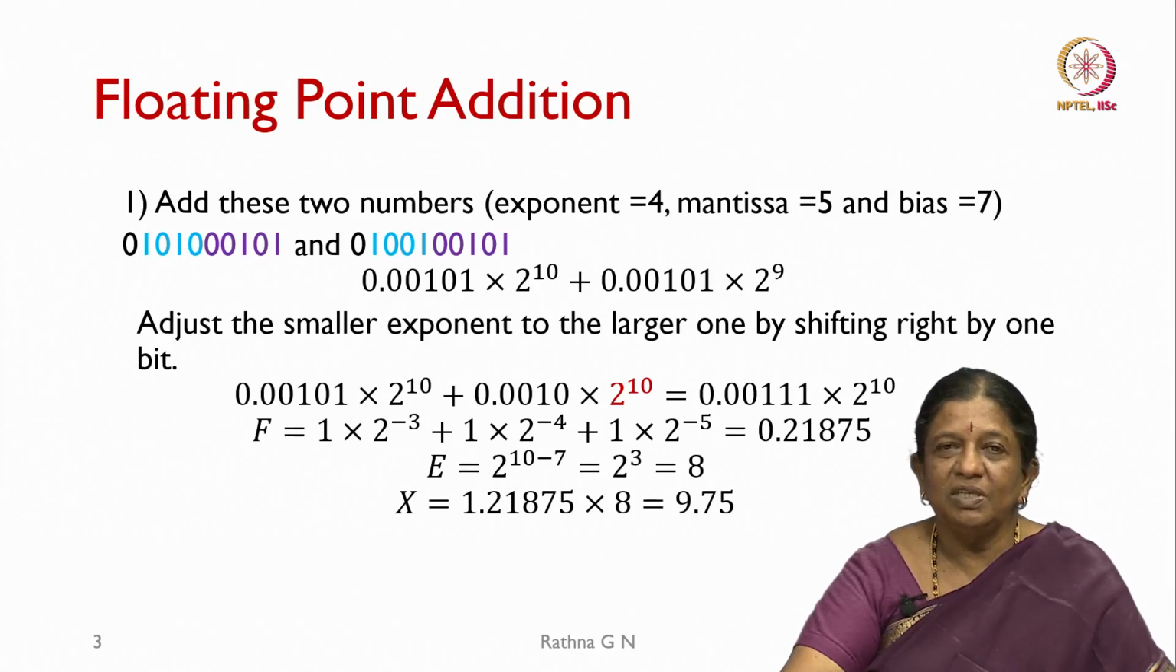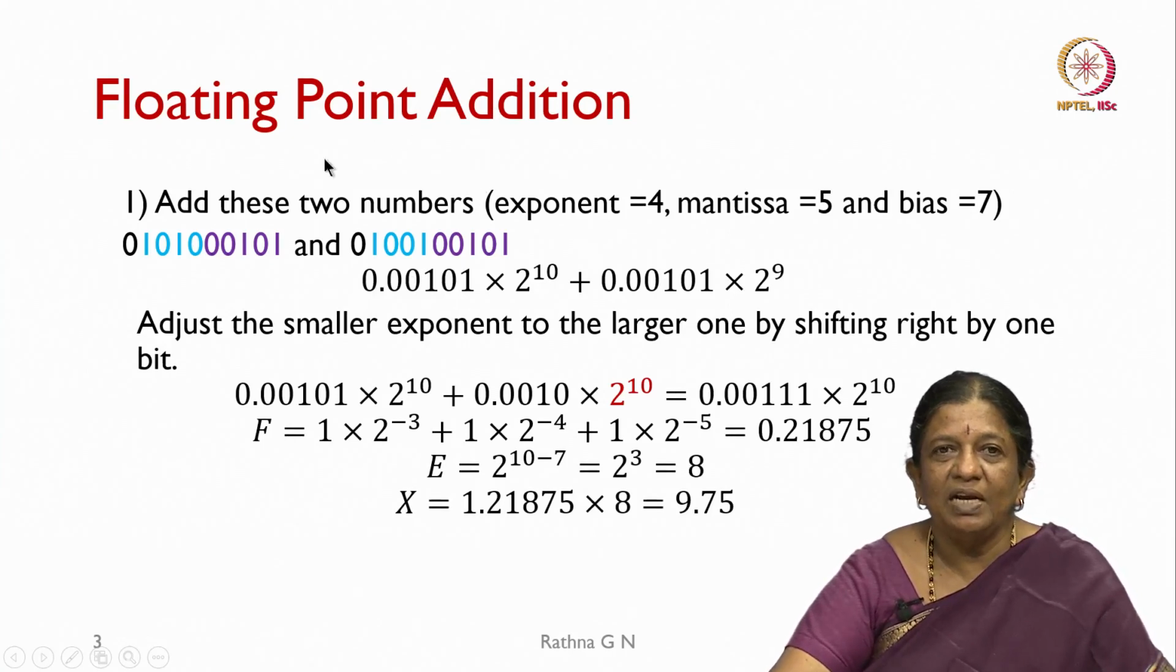So, coming to the problem I posed in the last class, you are supposed to add two numbers in the floating point format. The thing given was exponent 4, mantissa 5 and bias 7. These were the two numbers given. You know the first bit is the sign bit, and 4 bits, because you have been given 4 as the exponent, will be representing the exponent, and the rest of them are going to be your mantissa. And then the same thing with the other number.